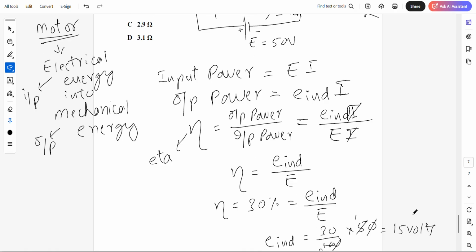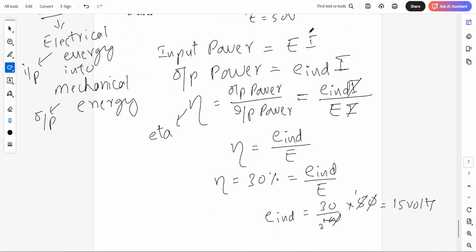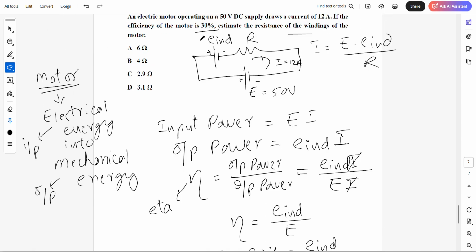E induced is 15 volts. What you have to calculate is to estimate the resistance of the winding. You have to calculate R. How to calculate R? You calculated E induced, which is 15 volts. Now from here you can calculate the value of the resistance of the winding. You know I, you know E induced, you know capital E.